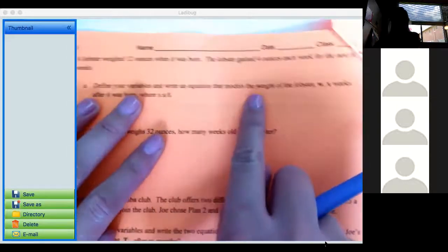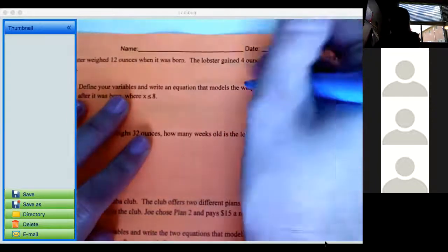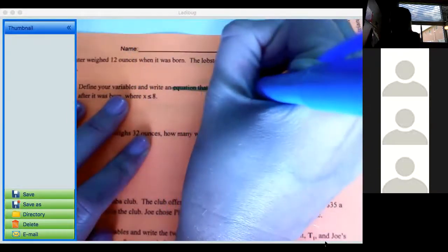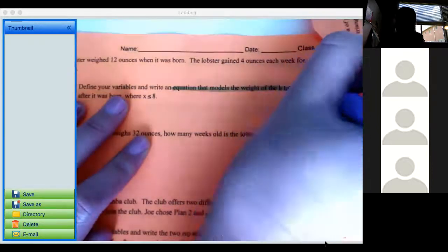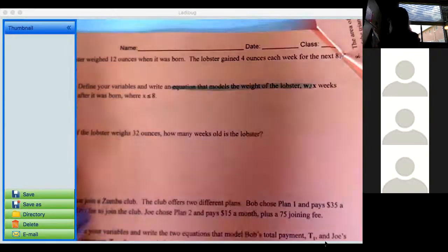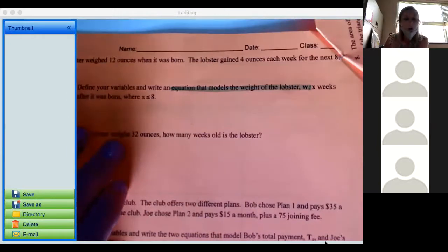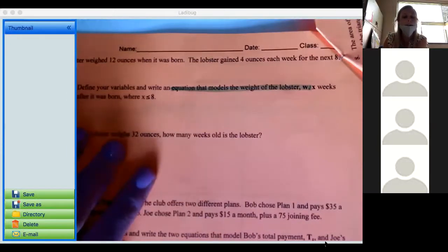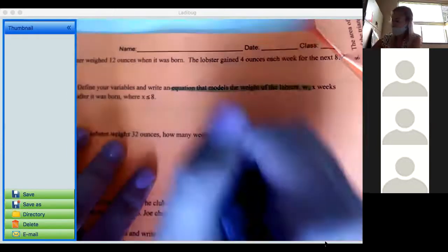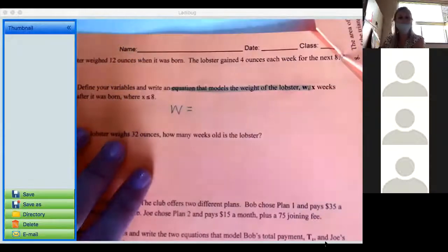Write an equation that models the weight W. So my equation should say what? What should my equation start off with if it's supposed to model the weight W? Very good. W equals.